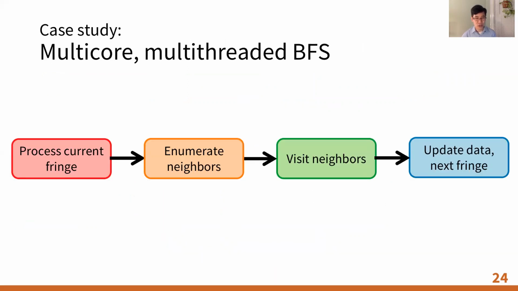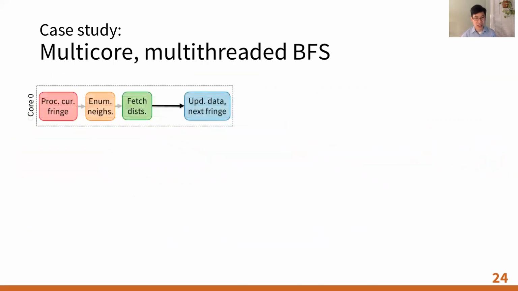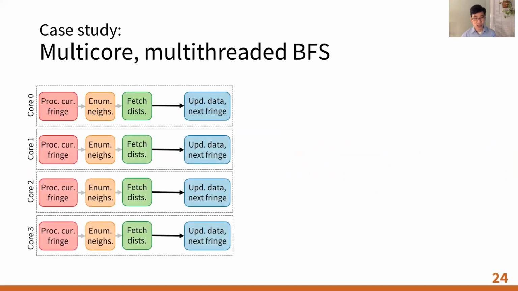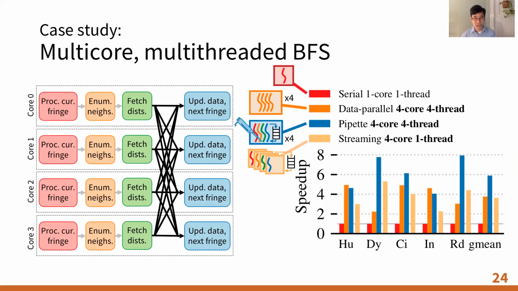We also explored cross-core communication with a multi-core, multi-threaded implementation of BFS. We can take our single-core, 4-threaded BFS and replicate it across 4 cores. We partitioned the graph across 4 cores, with each core responsible for updating its part of the graph. The fetch distances stage in green in each core sends its vertices to the appropriate core based on vertex ID. This avoids the need for synchronization across shared memory. Our results of running this BFS on several graph inputs show that Pipette outperforms the multi-core, multi-threaded data parallel baseline in most cases, and achieves the best G-mean speedup overall of 6x.